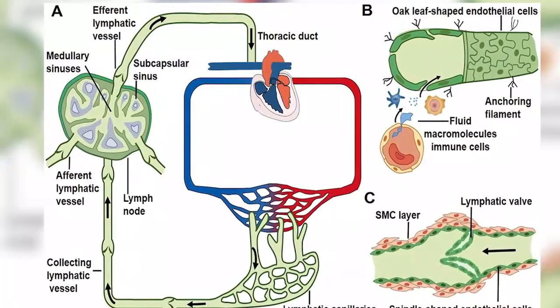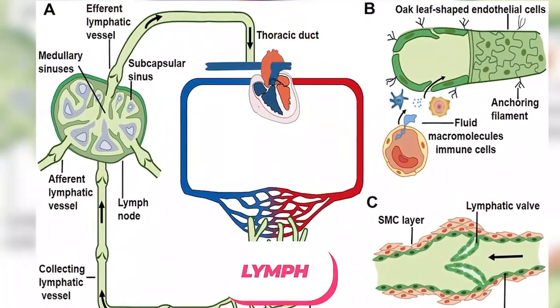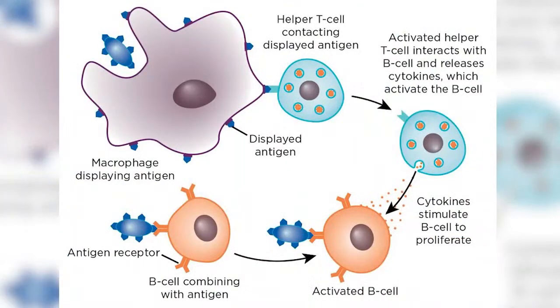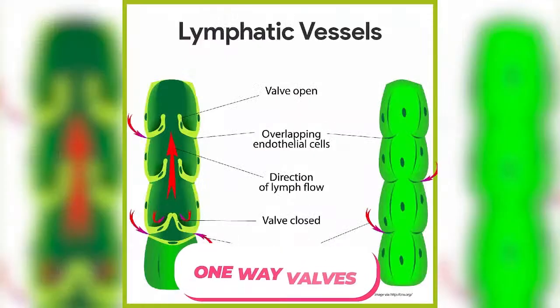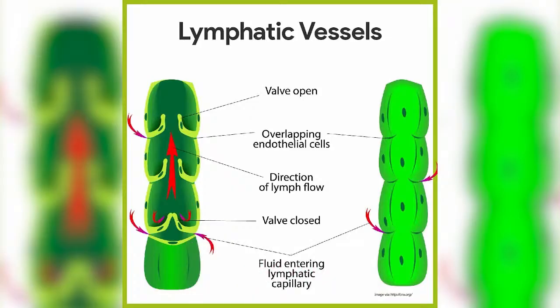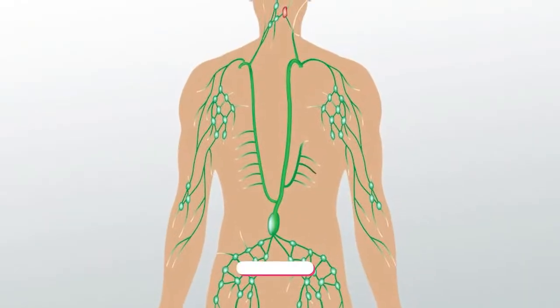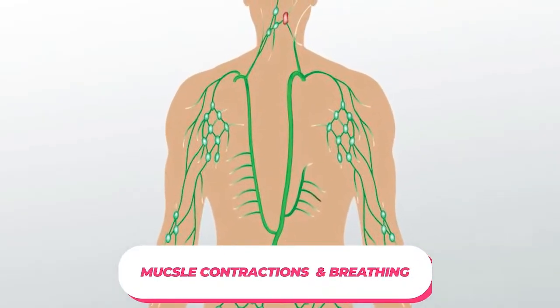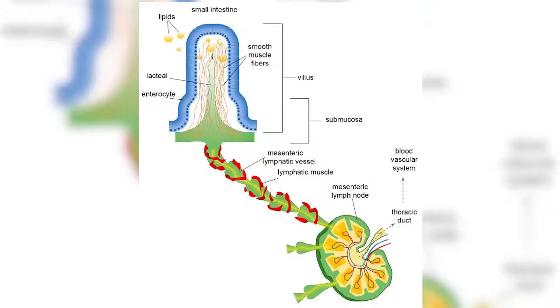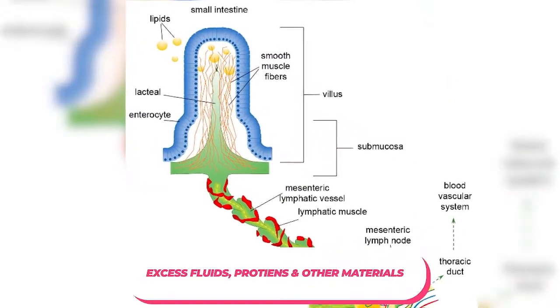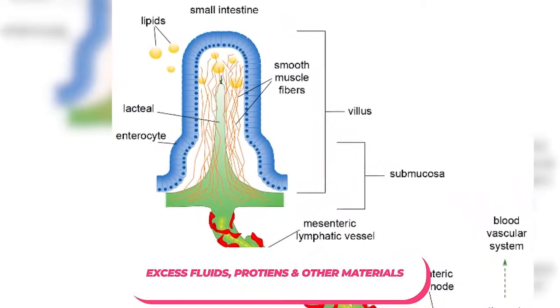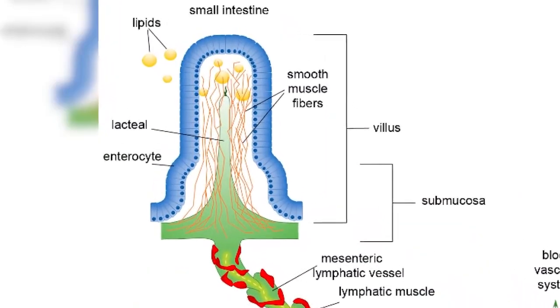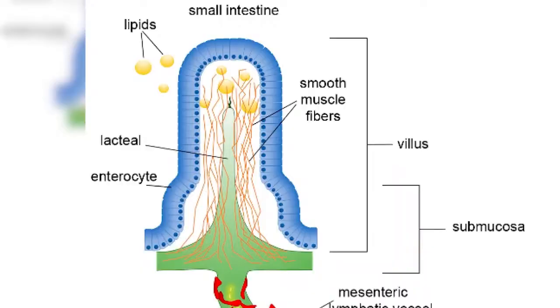They transport a clear, watery fluid called lymph, which contains immune cells and waste products from the body's tissues. The lymph vessels have one-way valves that help to prevent the backflow of lymph and rely on muscle contractions and breathing to move the lymph through the vessels. The lymph vessels also pick up excess fluids, proteins, and other materials that leak out of the blood vessels and return them back to the bloodstream.